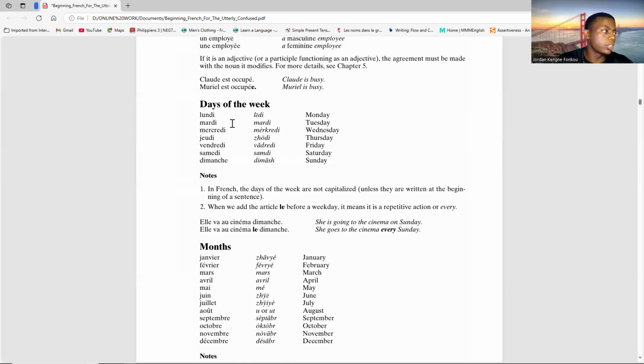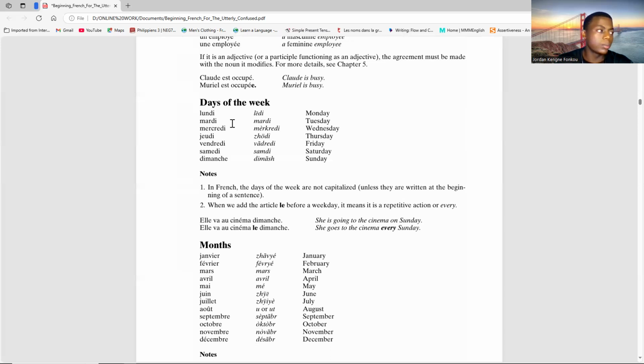Now let's use this opportunity to go through the days of the week. It's quite simple, but you have to focus on the pronunciation and make sure you memorize it. If you are very new to French, you should really focus on the pronunciation. From Monday to Sunday: lundi, Monday; mardi, Tuesday; mercredi, Wednesday; jeudi, Thursday; vendredi, Friday; samedi, Saturday; and dimanche, Sunday. So we have lundi, mardi, mercredi, jeudi, vendredi, samedi, dimanche.